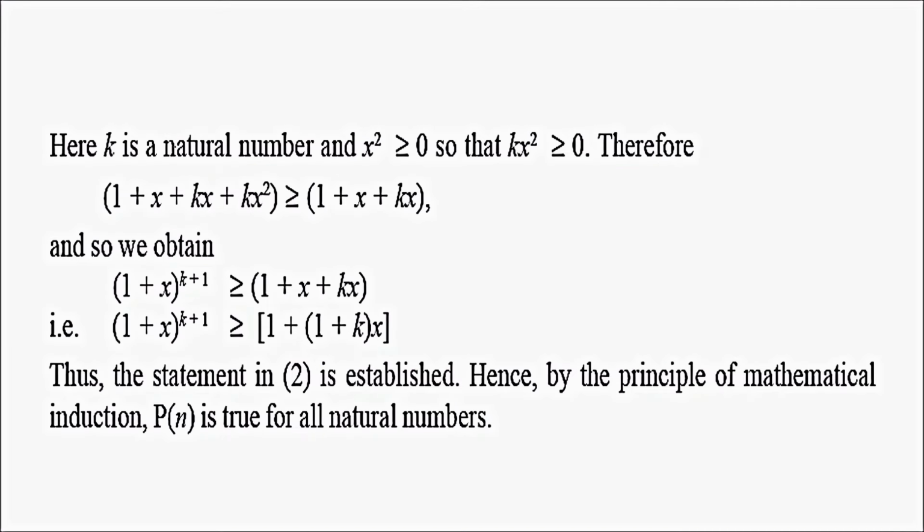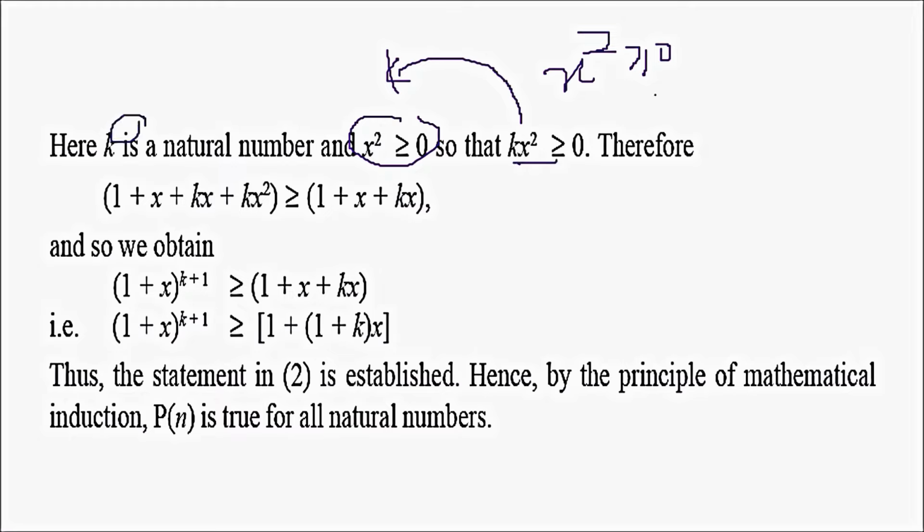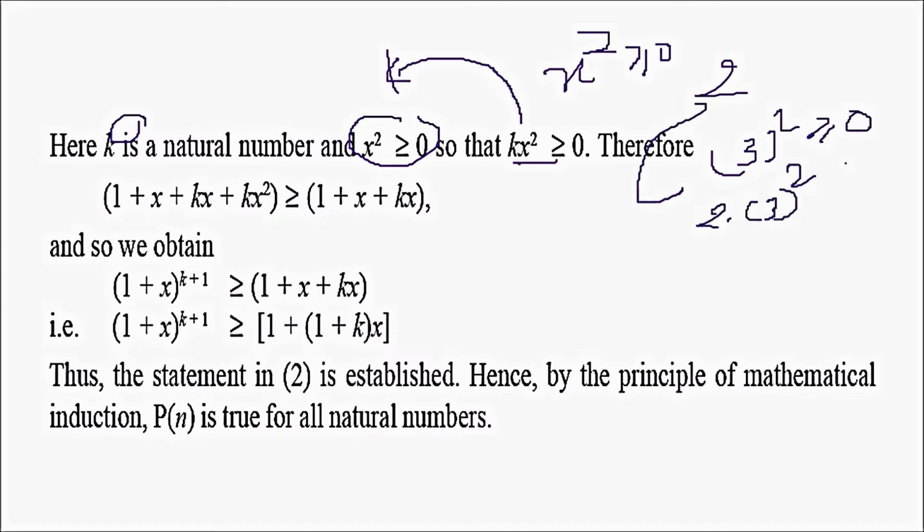How? Again, we'll use one more identity. K is a natural number, and we know that x² is always greater than or equal to 0. Any number which is squared cannot be negative. So if we multiply k with x², because k is a natural number, this will always be greater than or equal to 0. Say k is 2 and x² is say 3². Even if I multiply 2 with this 3², 2 into 3², this will also be greater than or equal to 0. So for any natural number k, and x² greater than or equal to 0, kx² has to be greater than or equal to 0, right?